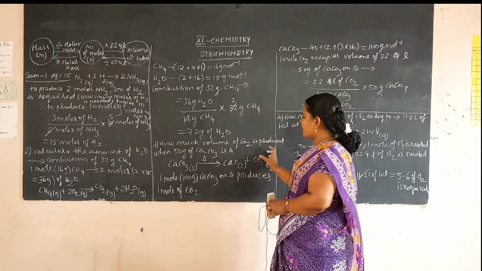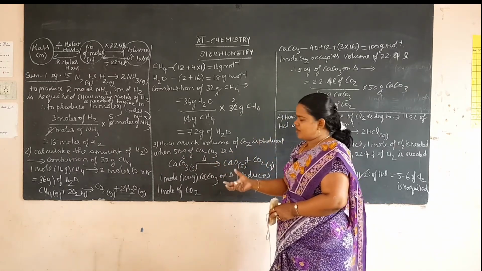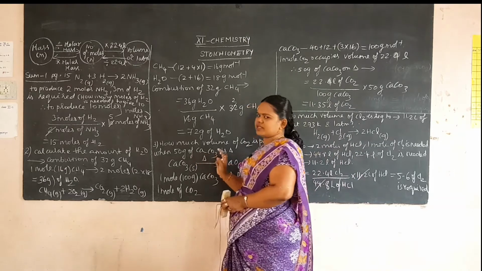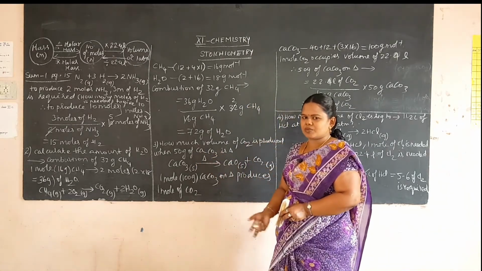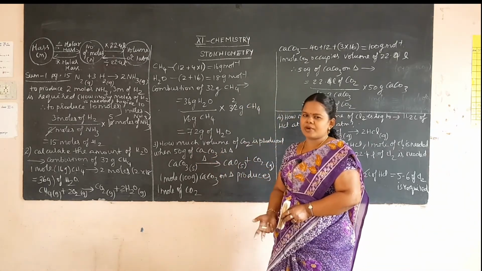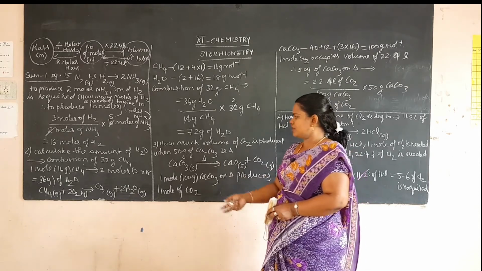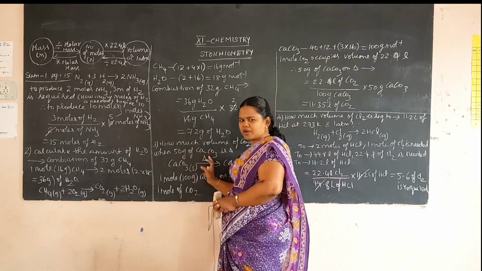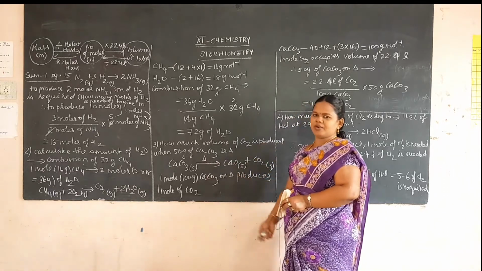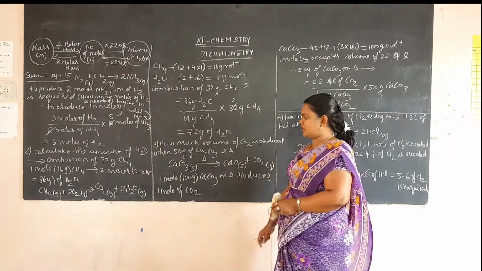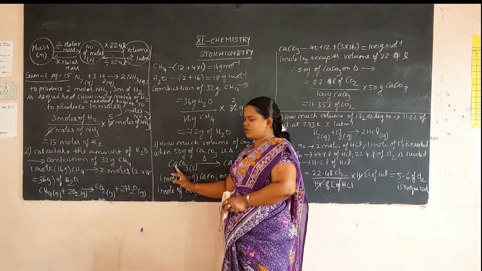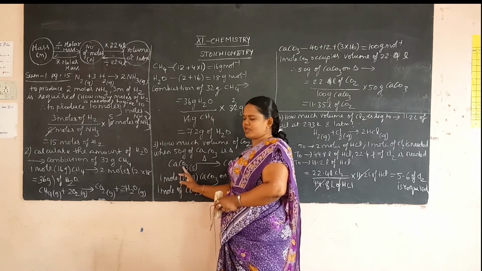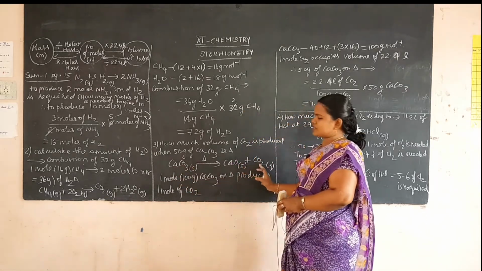So எவ்வளோ carbon dioxide வந்து produce ஆகுது when 50 gram of calcium carbonate is heated? That is a question. So we must know the equation. So calcium carbonate heat பண்ண என்ன கிடைக்கும், calcium oxide plus carbon dioxide.